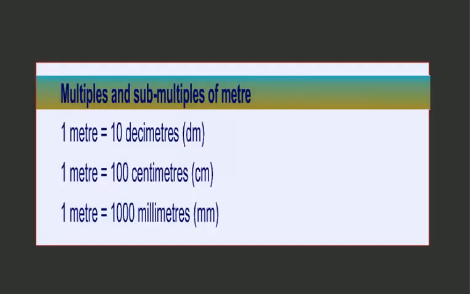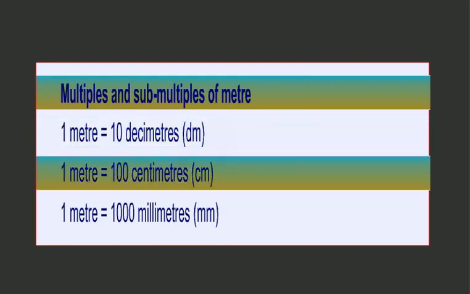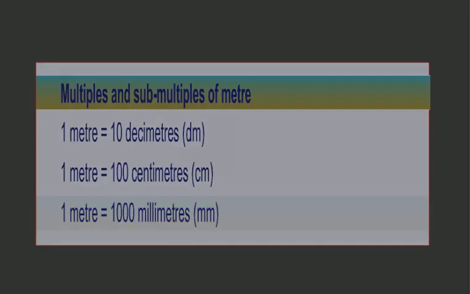Now look at the multiples and submultiples of meter. Students, 1 meter is equal to 10 decimeter. 1 meter is equal to 100 centimeter. And in millimeters, 1 meter is equal to 1000 millimeter.